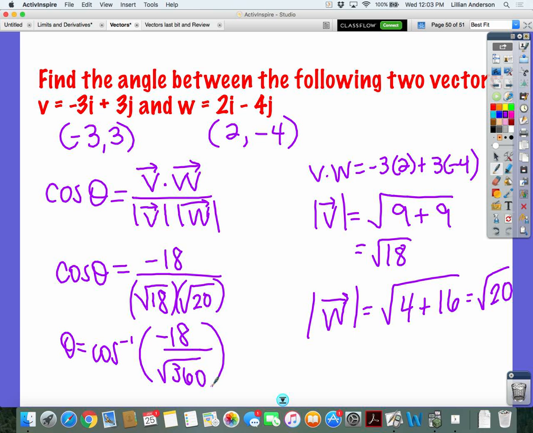Go ahead and do the cosine inverse of this, and we are, of course, using 3 significant figures. And what do we get? 162. Everybody get 162? So there you go. This is the last little bit of our vectors, the little pieces that are going to come together when you do equations as well as your application type problems.